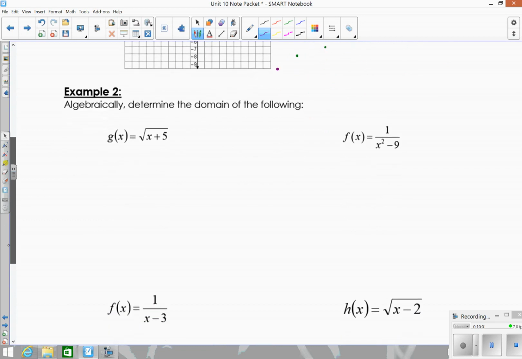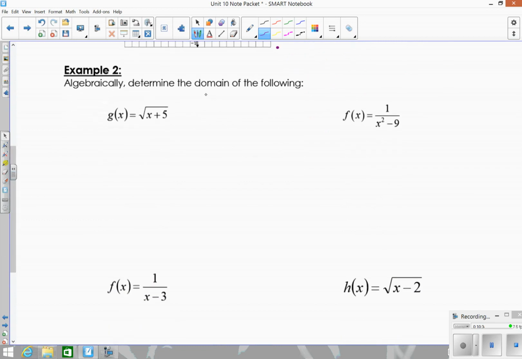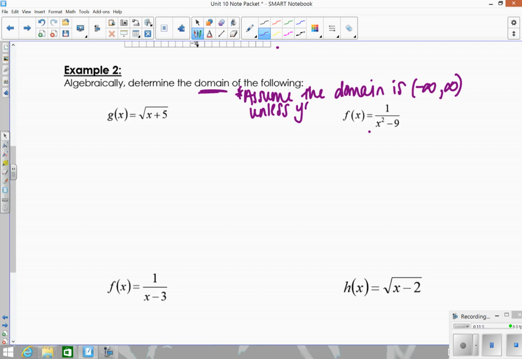And then the last thing is just going to be looking at these examples algebraically. And notice that we're only going to find the domain because, like I said, the only way that you guys are going to need to find the range is going to be on a graph. So we're going to stick with that for domain and range. And then domain, we're also going to look at algebraically. So this is where, for domain algebraically, you're just going to assume that it's all real numbers unless you have one of those restrictions. So you can assume the domain is negative infinity to positive infinity unless you have one of the restrictions. Or a piecewise function.